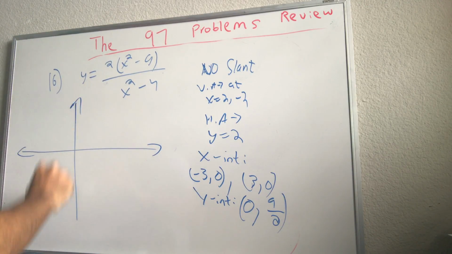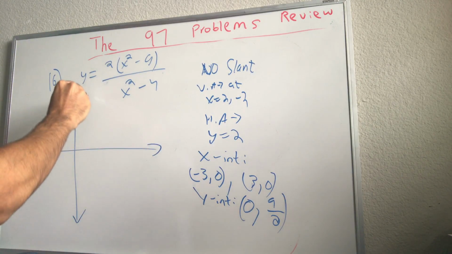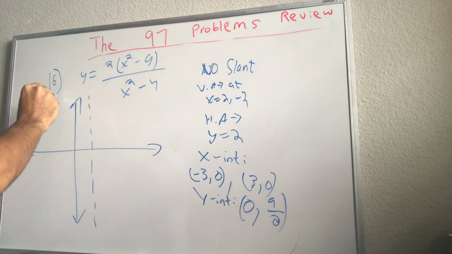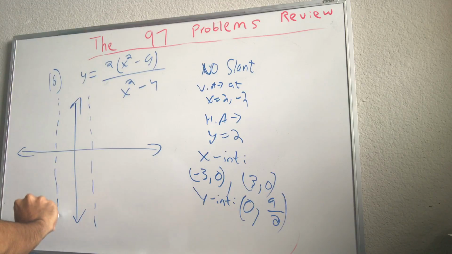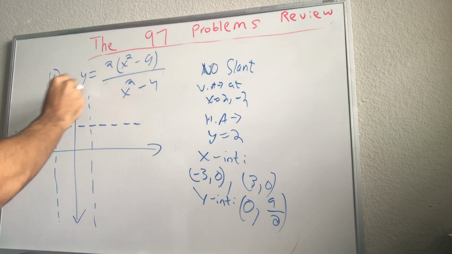this is our x-axis, this is our y-axis. And so we obviously know that there's a vertical asymptote at x is equal to 2. There's a vertical asymptote at x is equal to -2. There's a horizontal asymptote at y is equal to 2. So we have our three asymptotes.